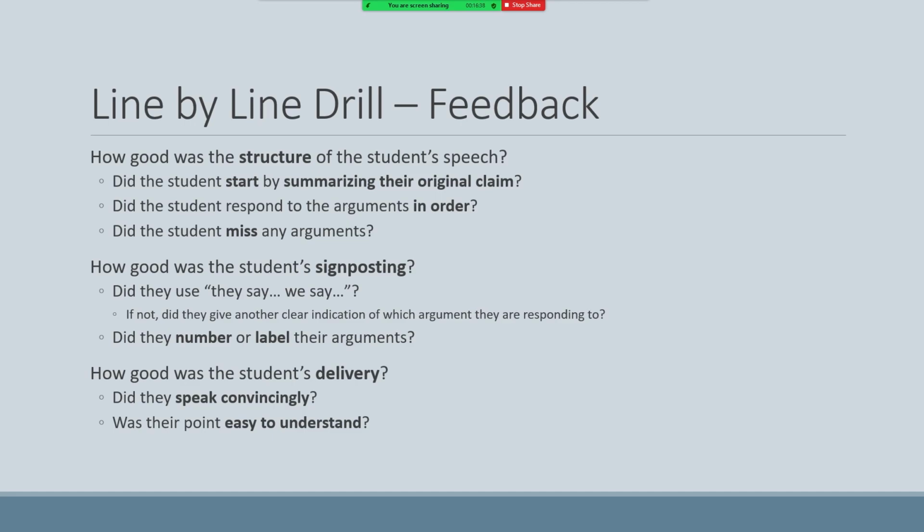Are they using signposting? Are they doing they say, we say? If they're not using those words, are they showing very clearly what part of the debate they are talking about? Are they numbering? Are they labeling? And then, just as with any other speech exercise, it's useful to give feedback on their delivery. So are they speaking convincingly? Are they expressing their point in a way that is easy to understand?